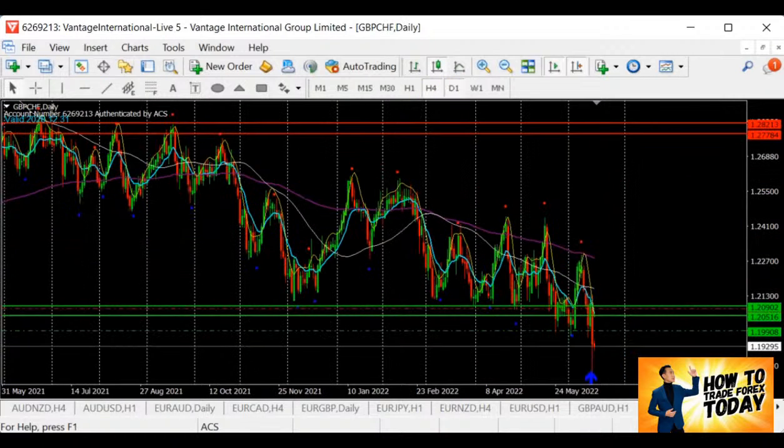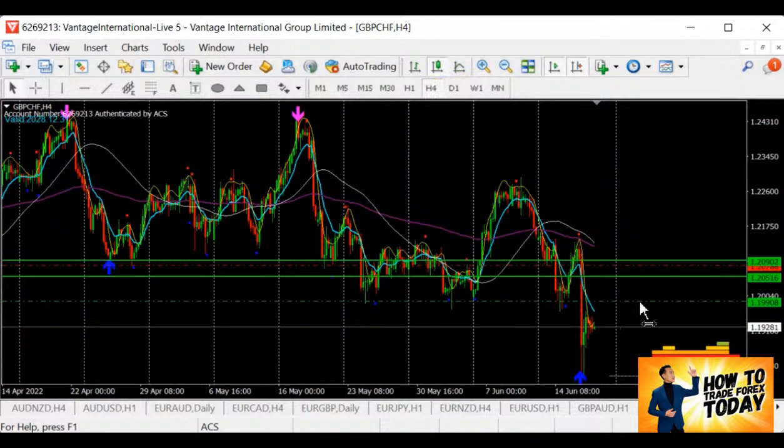So pound franc, right? On the pound franc day chart, we have finally seen that it breaks the support over this area. This zone is actually a very strong zone that you can see has been tested, getting nearer, and finally it breaks. So after it breaks, I'm going to look out for a resistance.